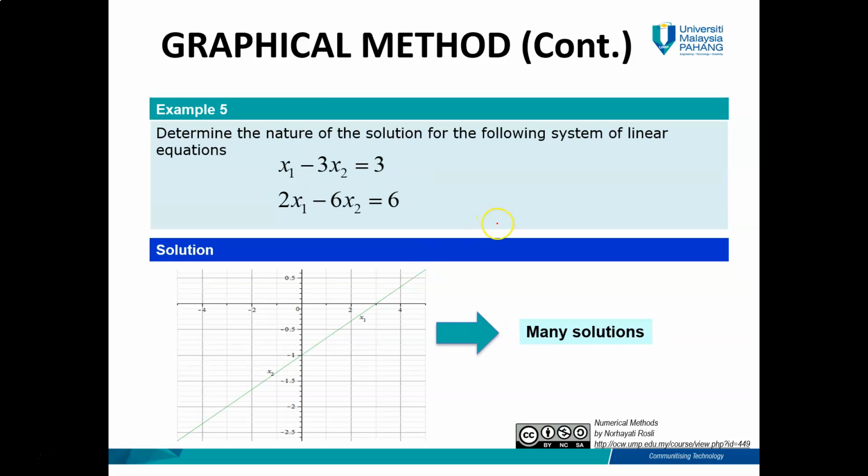Then if you refer to this one, determine the nature of the following system of linear equations. Of course, the first step is that you need to plot. When you plot here, you can see L1 is actually equal to L2. It is coincident and parallel. So there are many solutions, because actually this line intersects at all points.